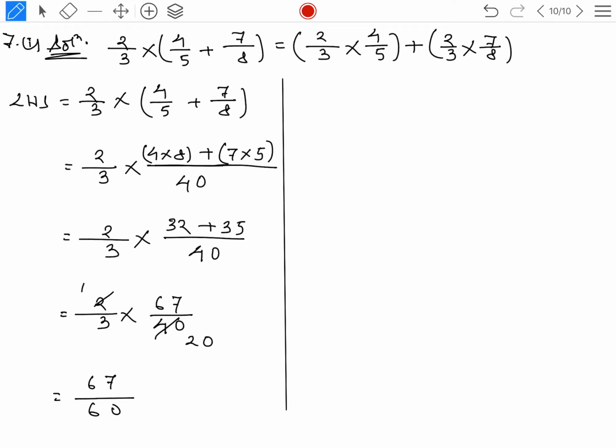Now let us solve the right hand side. Okay, so if you are hearing the noise of rain, I am so sorry for that. I can't help it because it is raining continuously and I have to record my classes.